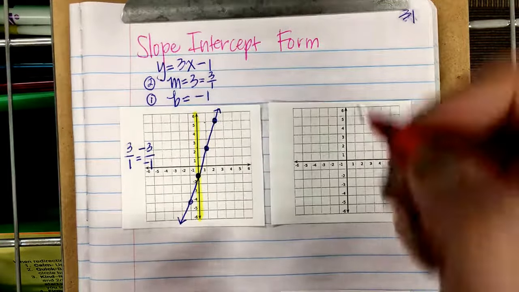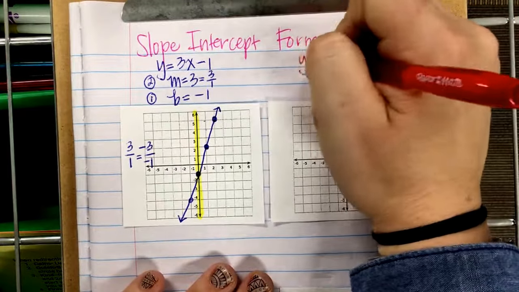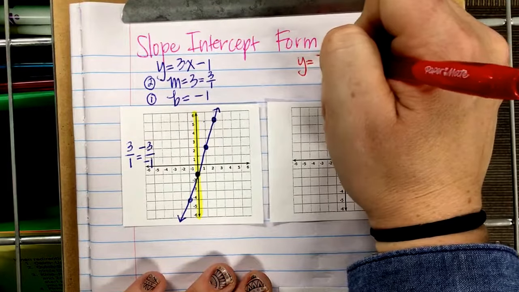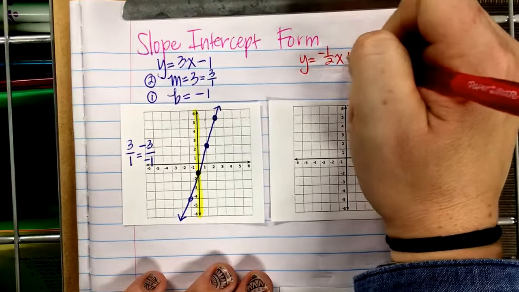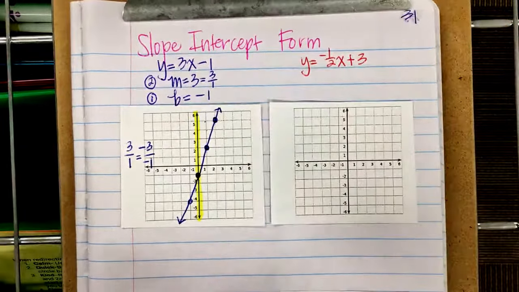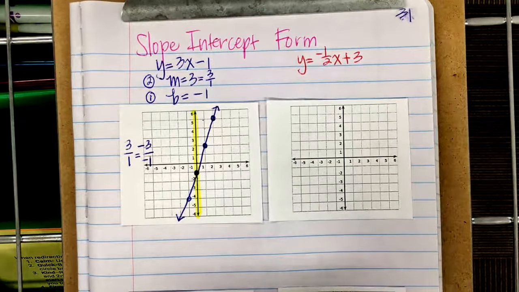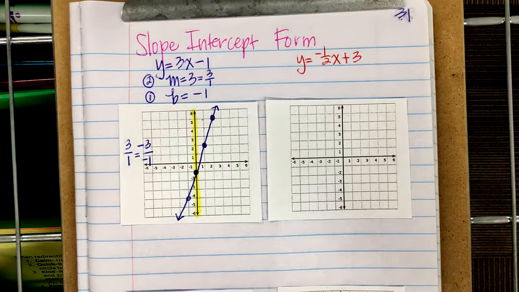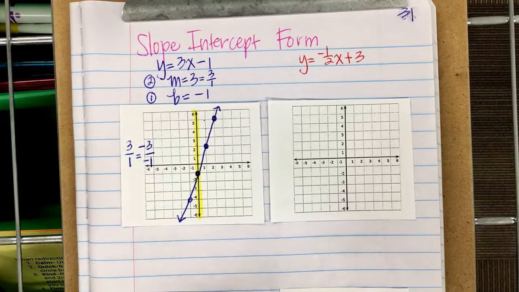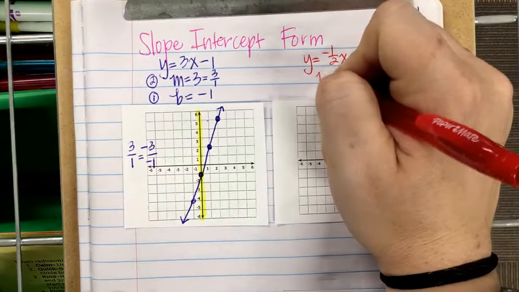Here's your next one. Y equals -1/2 x plus 3. Identify your M, identify your B.